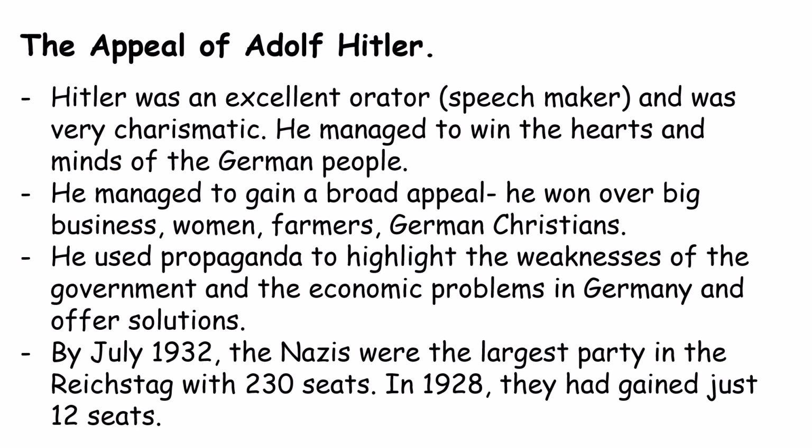And as I said before, it'd be good to have some precise evidence. This is a really good one. So by July 1932, the Nazis were the largest party in the Reichstag with 230 seats. In 1928, they'd gained just 12 seats. Of course, this is because of the Great Depression, but it's also because of Hitler's broad appeal and how he's able to get that broad appeal by promising different things to different people.